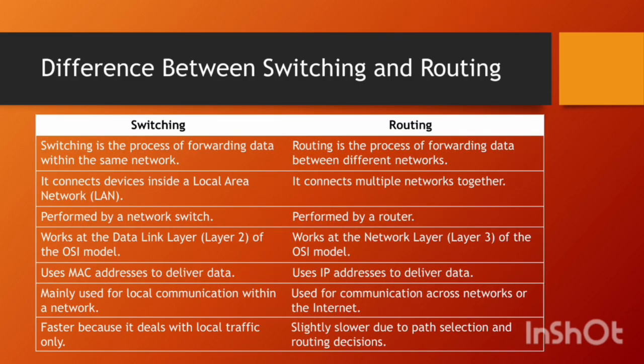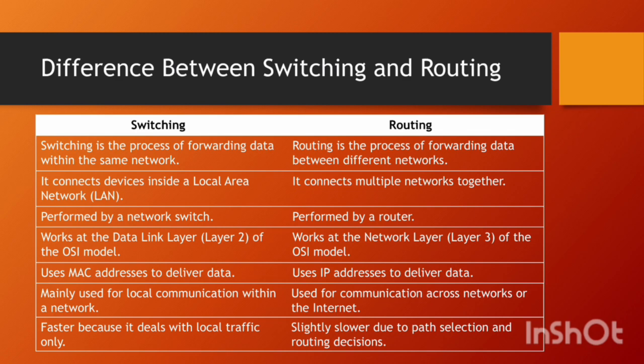Switching and routing both help in data transmission, but they work differently. Switching is used to forward data within the same network and usually works inside a local area network. Routing is used to forward data between different networks. Switching uses MAC addresses and works at the data link layer, while routing uses IP addresses and works at the network layer.